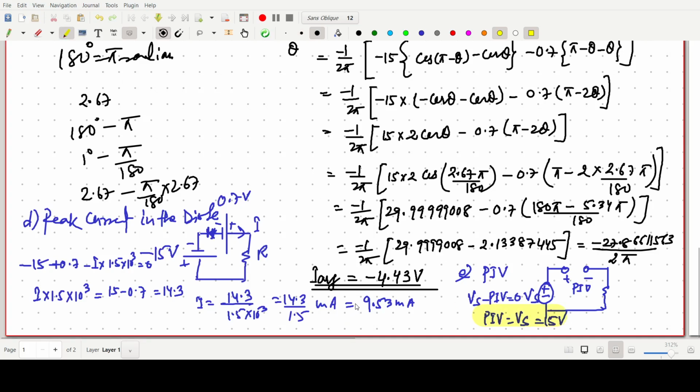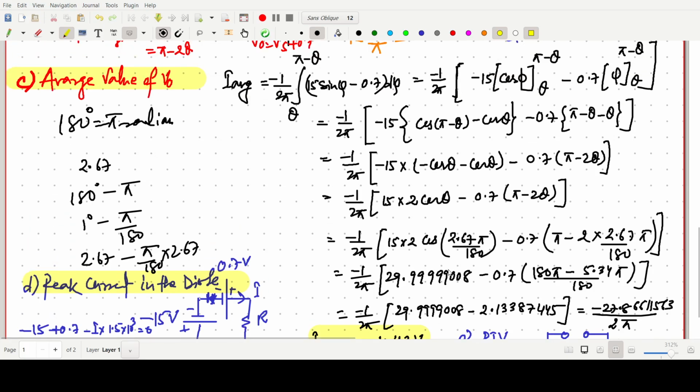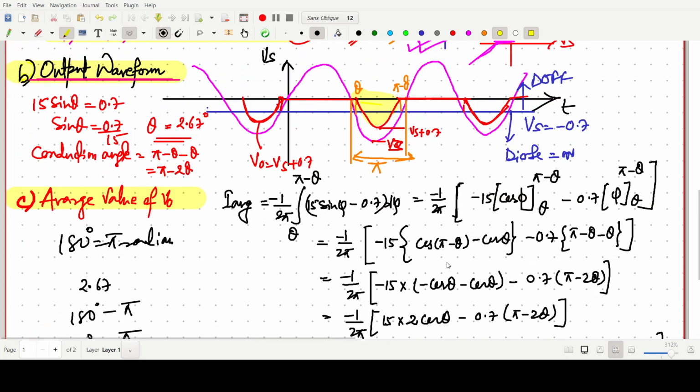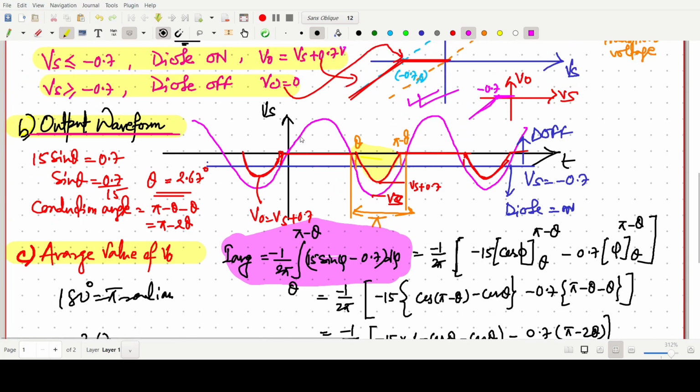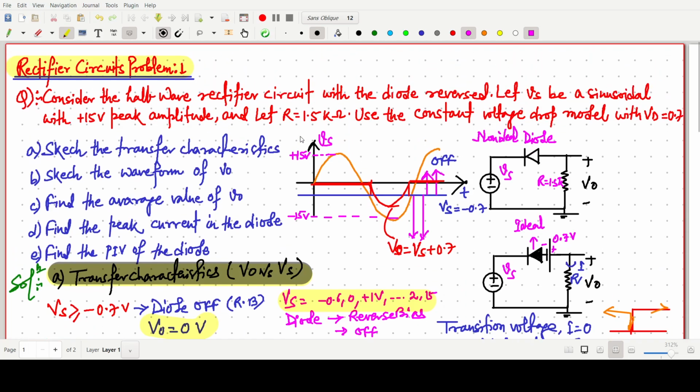So this is all about this question. It is a very good question, and it is from microelectronic circuits. We have to be very careful about the calculation, meaning how we are calculating 180 degrees equals pi radian. By using this average calculation you can find the average value, how we plot the output waveform, and a sketch of the transfer characteristics we have done in this problem. So thank you for watching this video.